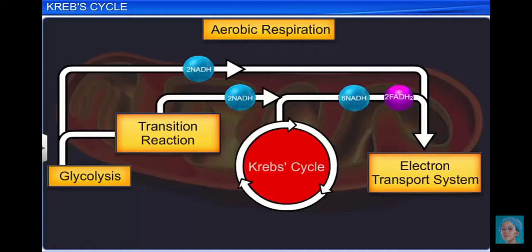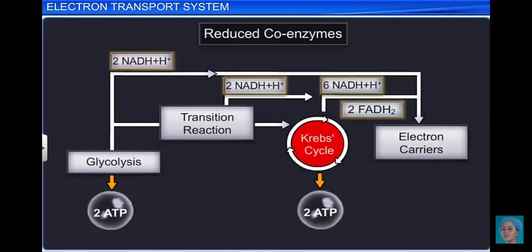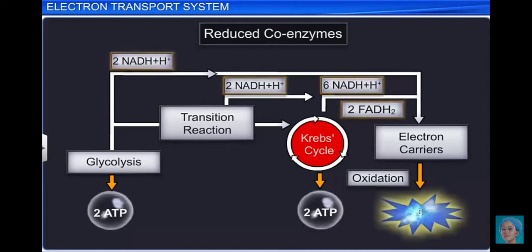Further generation of energy as part of aerobic respiration takes place in the electron transport system, or ETS. As you know, glycolysis and the Krebs cycle together result in the formation of reduced coenzymes such as 10 molecules of NADH plus H plus ions and 2 molecules of FADH2 and 4 molecules of ATP. These reduced coenzymes need to be oxidized to release and utilize the energy stored in them.